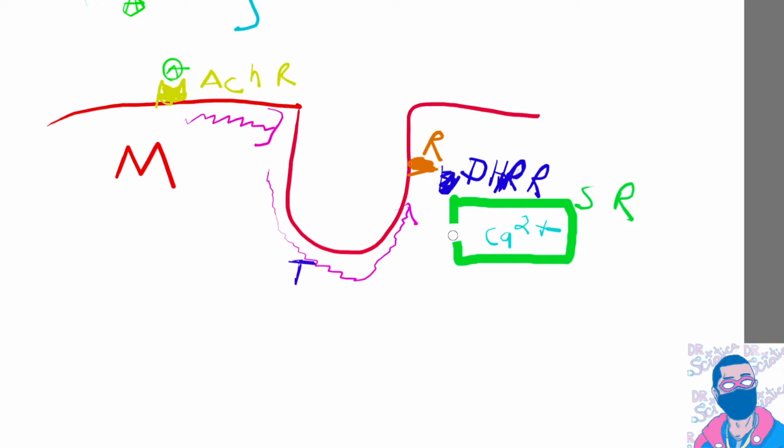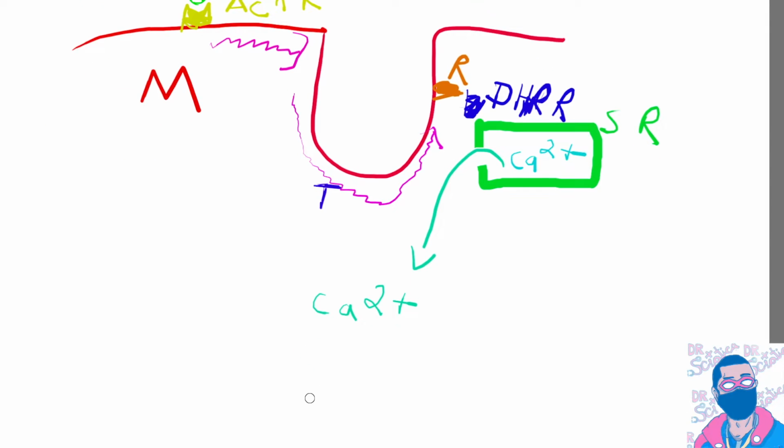Okay, so calcium now can get out. Remember, this is happening all inside of the muscle cell. Now, calcium can leave the sarcoplasmic reticulum, and it's happy because it can go out and it's free. But it has a very specific function. Once it leaves the sarcoplasmic reticulum, it can actually go and visit its friend right here.